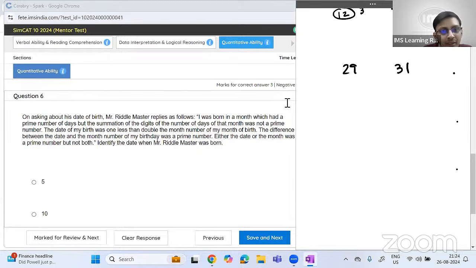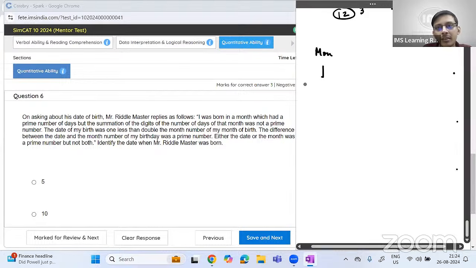The summation of the digits of the number of days of that month. Okay, let's see which months can have that. January, first month, has 31 days, so that is fine. Second month, 28 or 29. 29 can work, prime number of days. Then the third one has 31. Okay, if I just write it like this, 31 days.